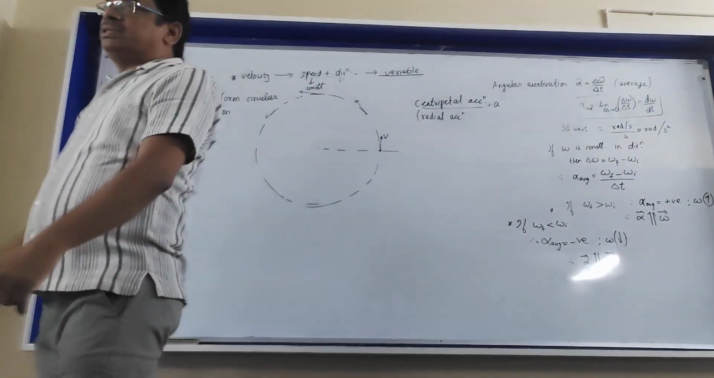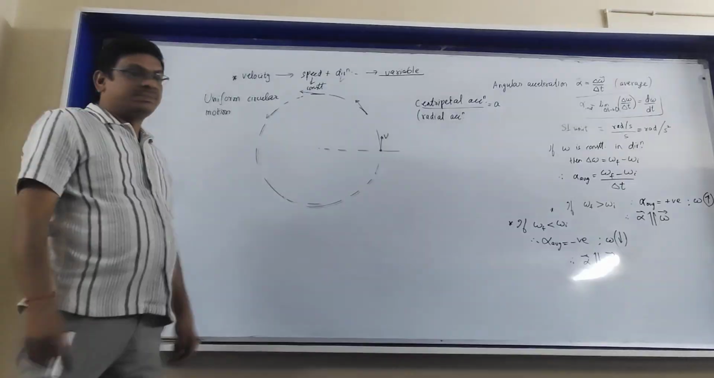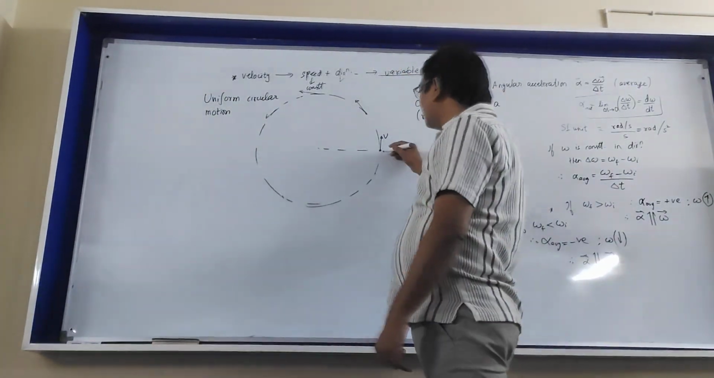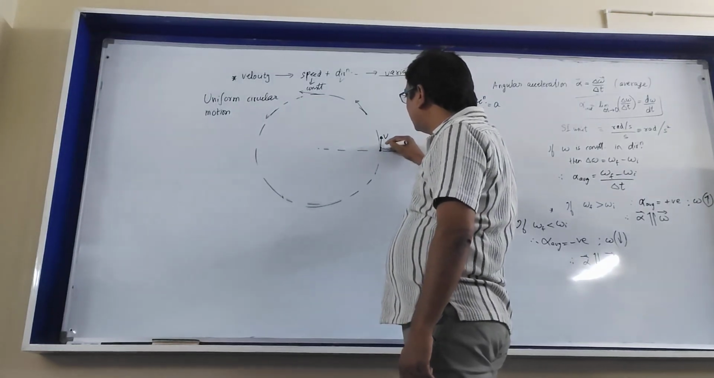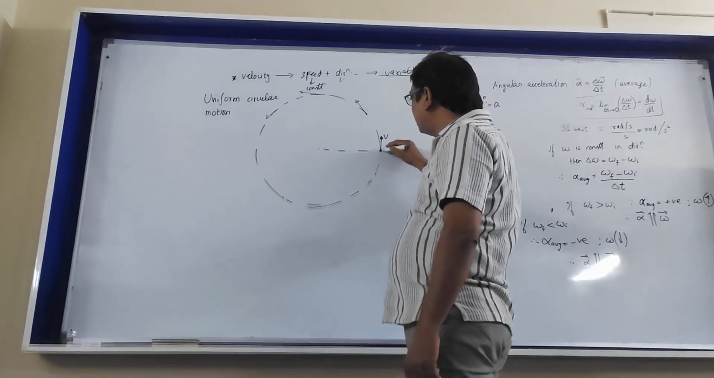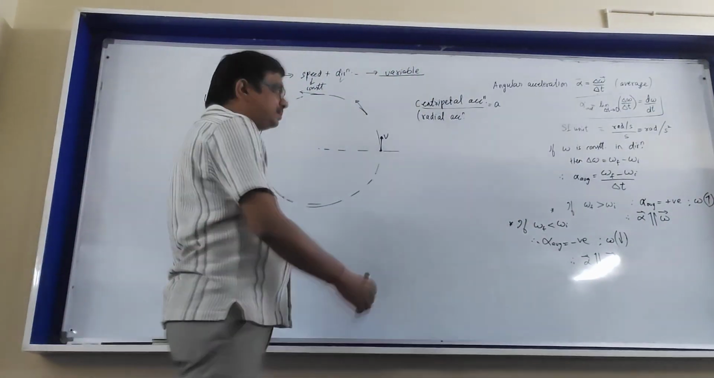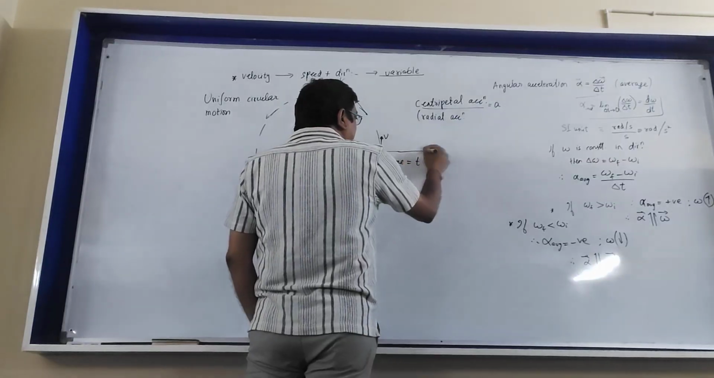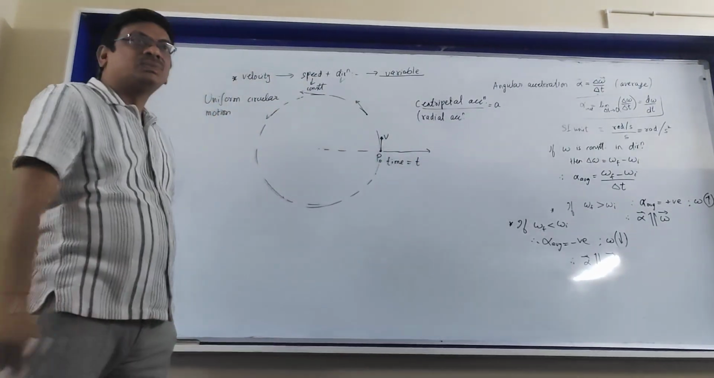It is a linear acceleration, not an angular acceleration. It is because of a change in linear velocity. Right. So let us say that at an instant t, the particle is here. P naught is the position of the particle.